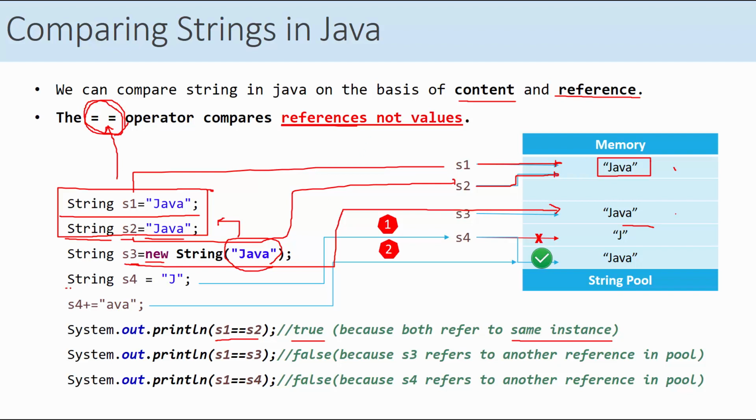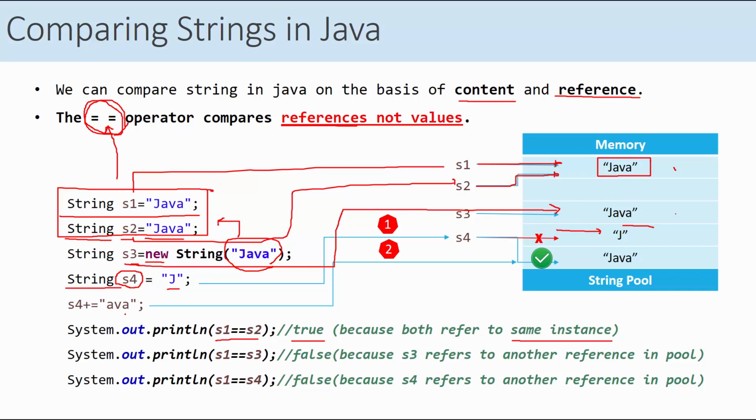Same thing applies to string 4. I created S4, which is J. So J was created in memory, and S4 in the beginning will point to J. You need to know that strings in Java are immutable. Immutable means they cannot change and you cannot edit them. If you make a change to a string, actually a new string with the new content will be created, and the variable name will refer to the new location.